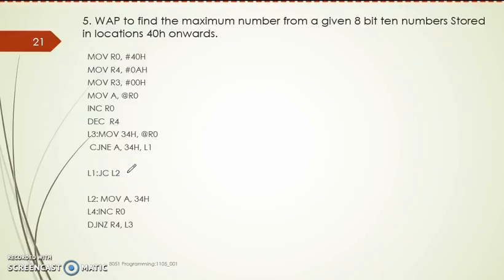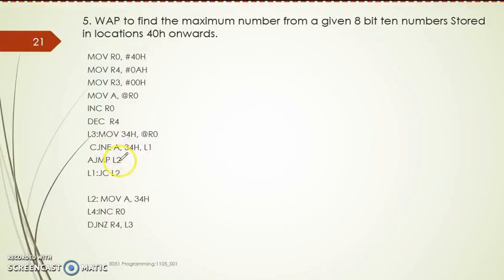So you need to check whether there is a carry. If there is a carry, then come to L2, load the higher value number into A, because the carry flag will be set when the first number is tried to subtract from the second number, and if it is smaller than the second number. Increment the counter, decrement the count, and jump back to L3.